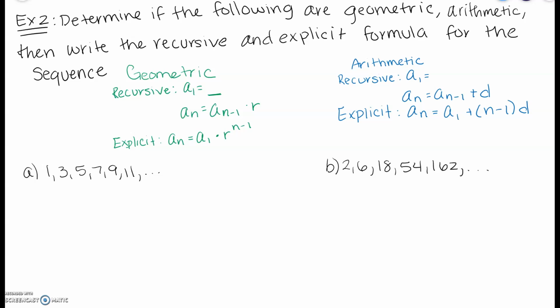So you can see that they're almost the same, but this one's a plus, or sorry, times r, and this one is a plus the common difference. So let's go ahead and get started. So we're going to look at this example here.